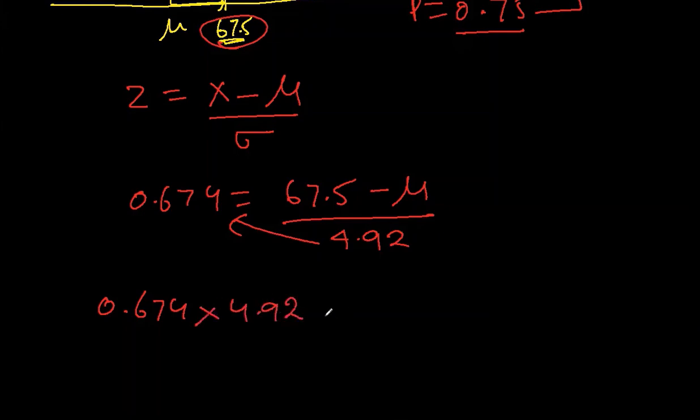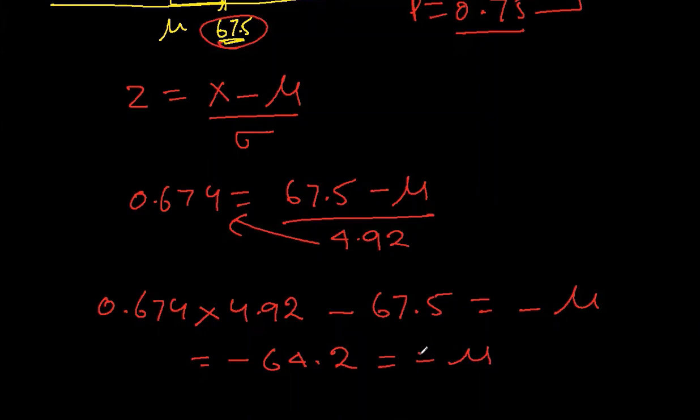4.92 minus 67.5 equal to minus mu. So let's see, it came almost minus 64.2 equal to minus mu, and minus cancels out. So 64.2 kg is the mean weight of the sheep.